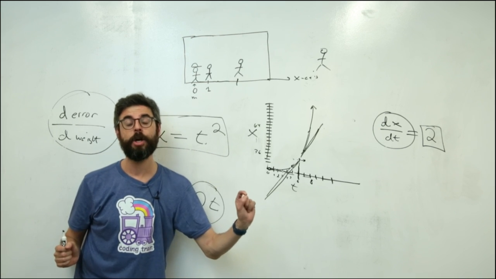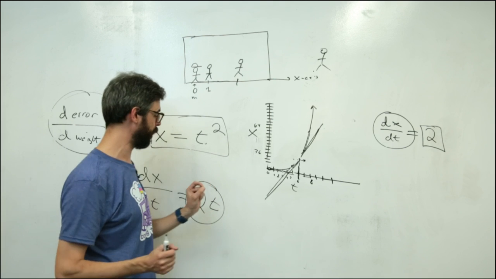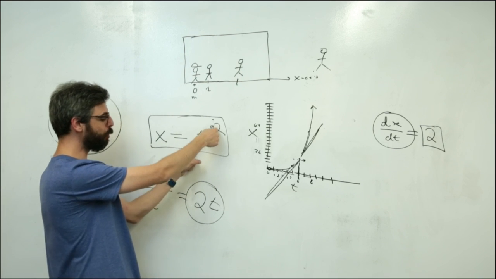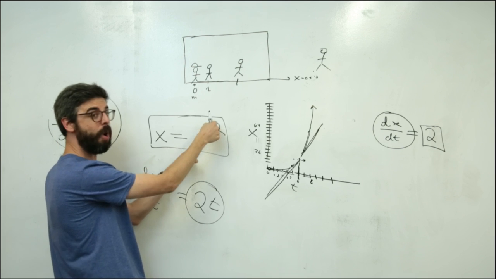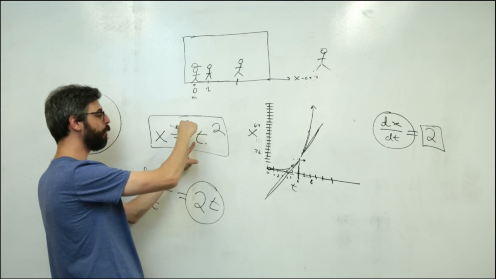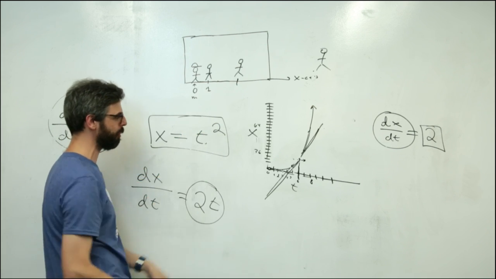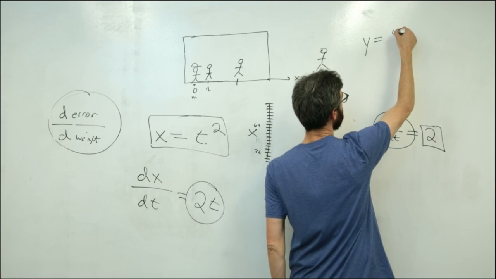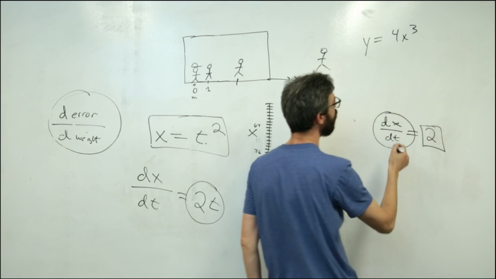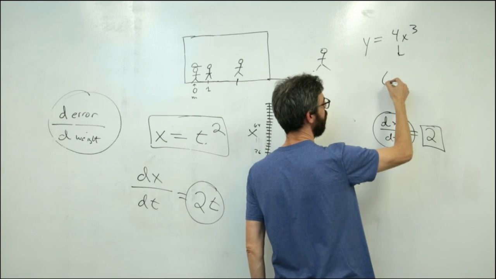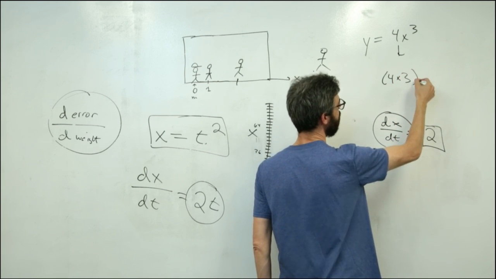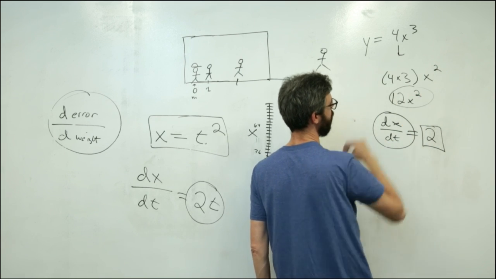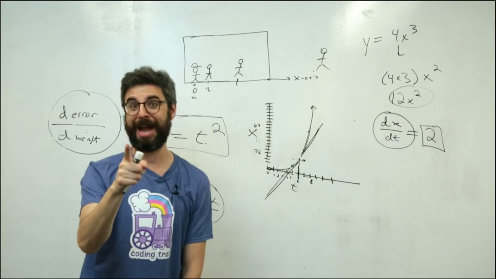if you have any function, you can take the derivative of that function by looking at the exponent, subtracting 1 from it, and then taking that exponent and multiplying it. So if I have this function, y equals 4x to the third power, the derivative is 4 times 3x to the second power, or 12x squared. Somebody fact check me on this.